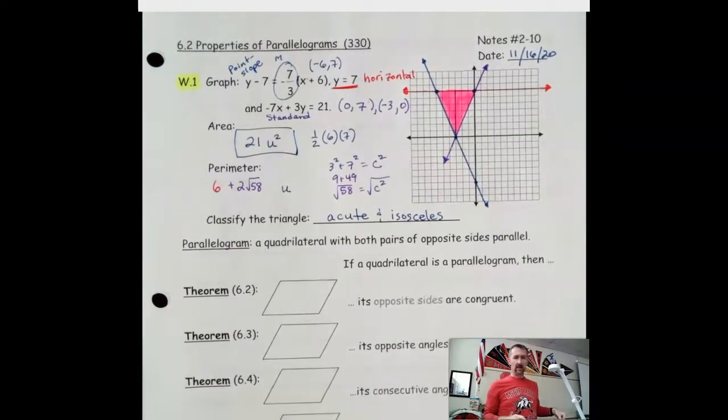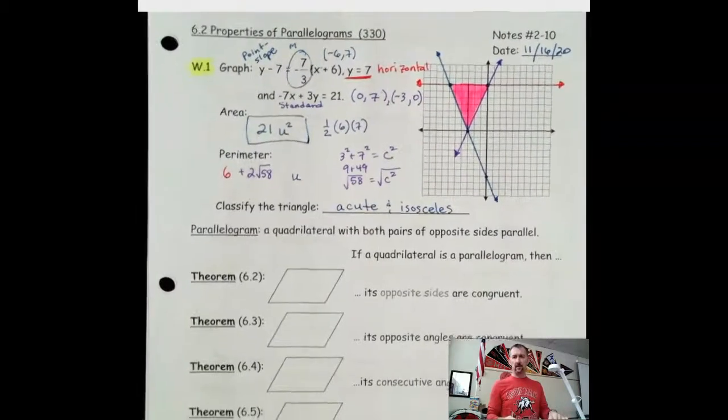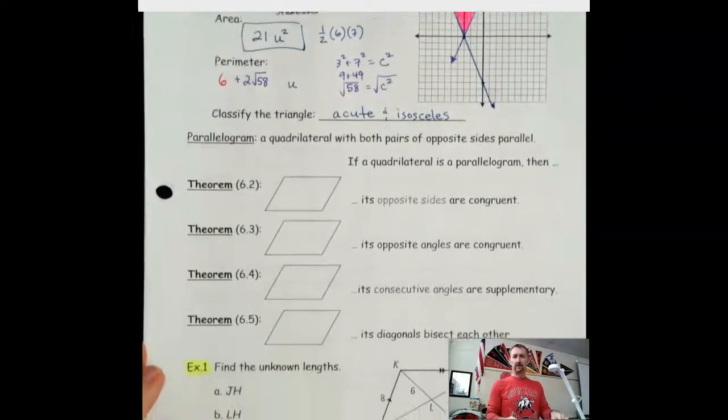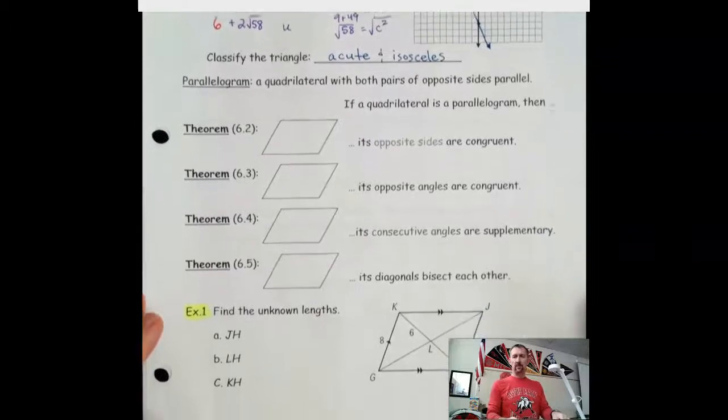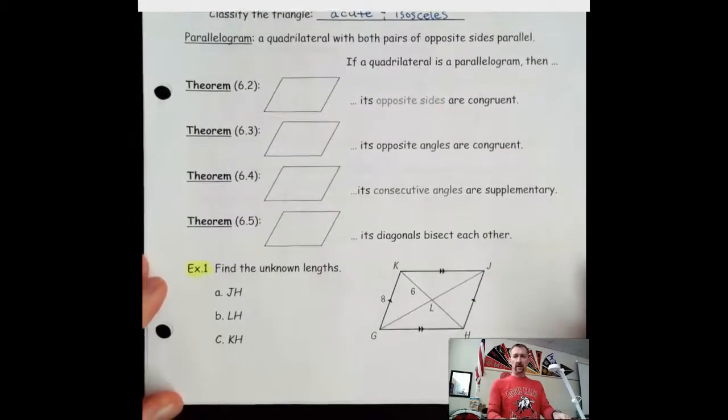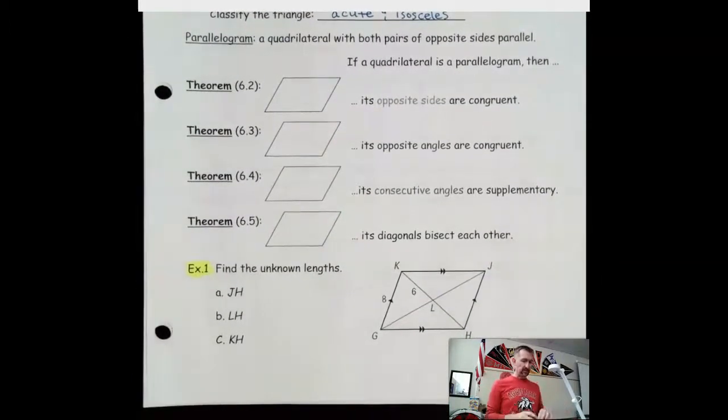Okay, and that wraps up that warm-up. And we'll start today's lesson. So, parallelograms. We're talking about parallelograms today, properties of parallelograms. That's our objective. Learn as much as we can about parallelograms today.